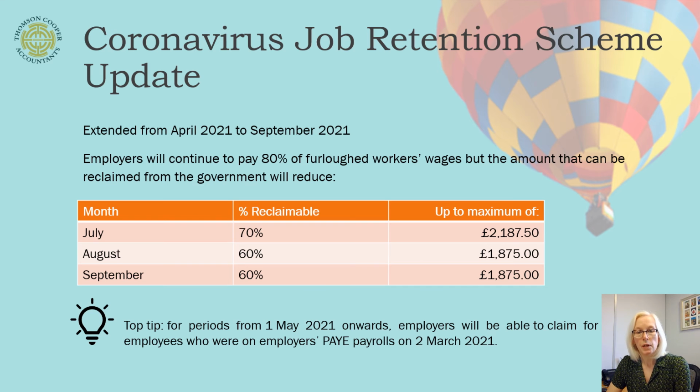One other change is that from the 1st of May, employers will be able to claim for employees who have joined payrolls up to the 2nd of March. You need to have made an FPS submission to HMRC notifying them of the employee start date prior to 2nd of March 2021. But that will bring more people again within the job retention scheme.